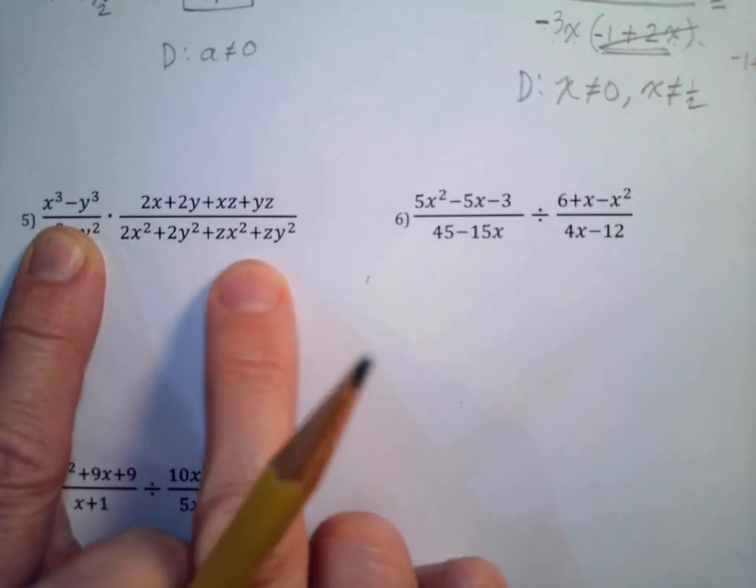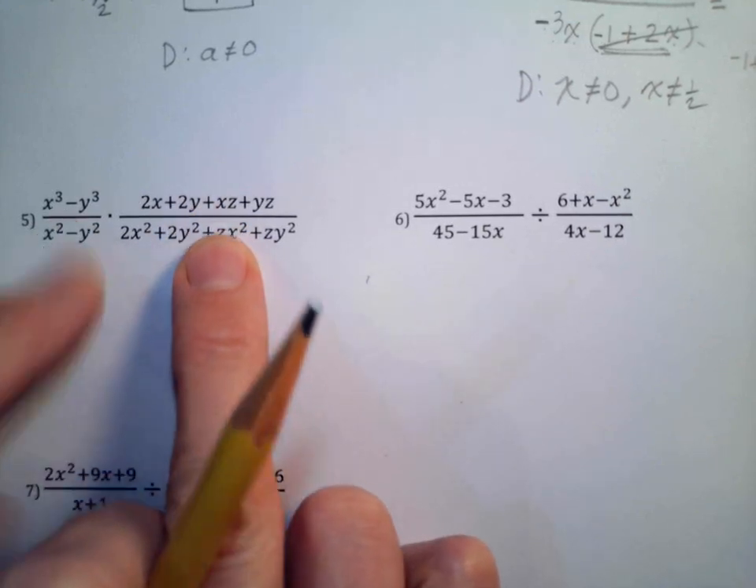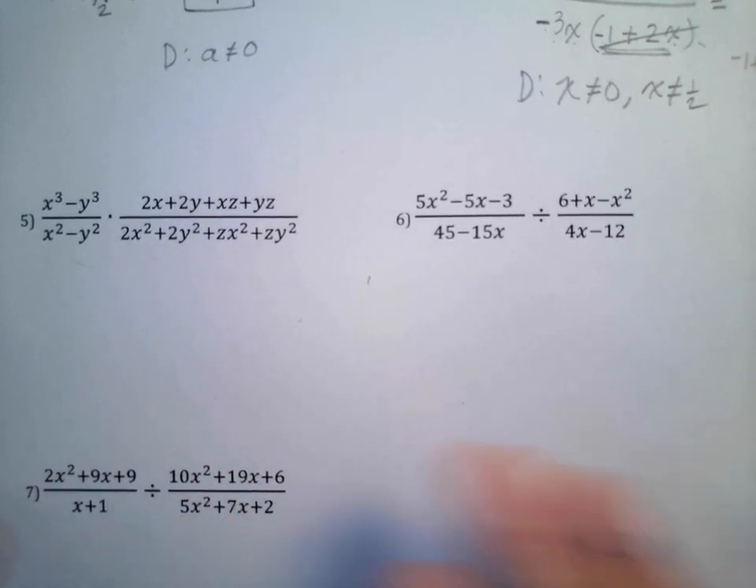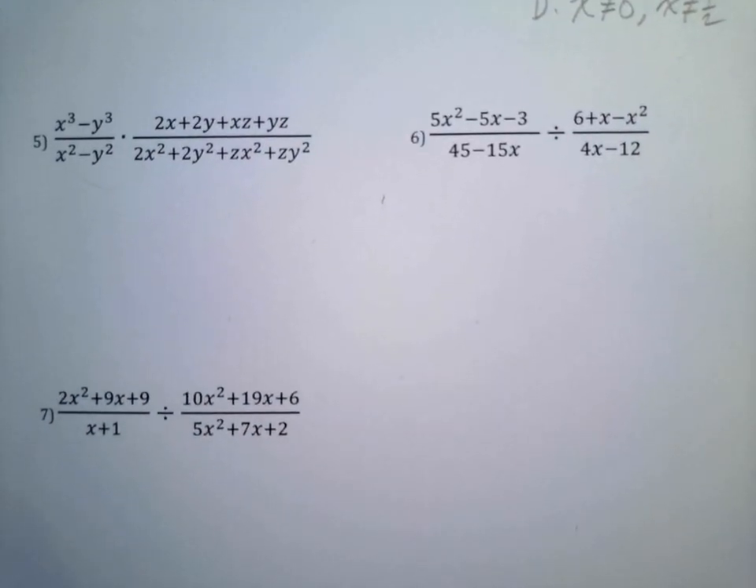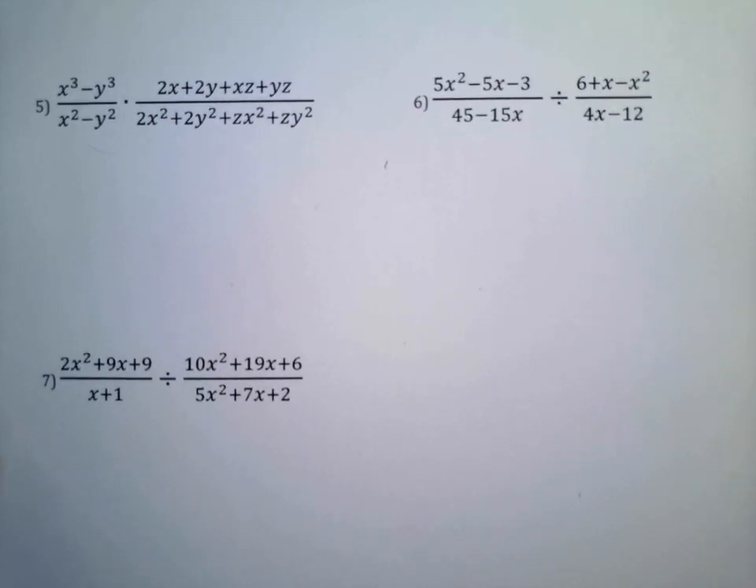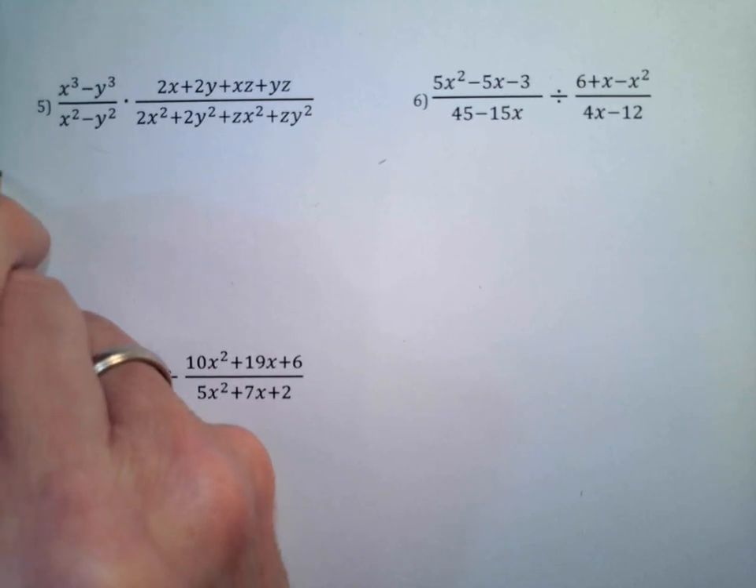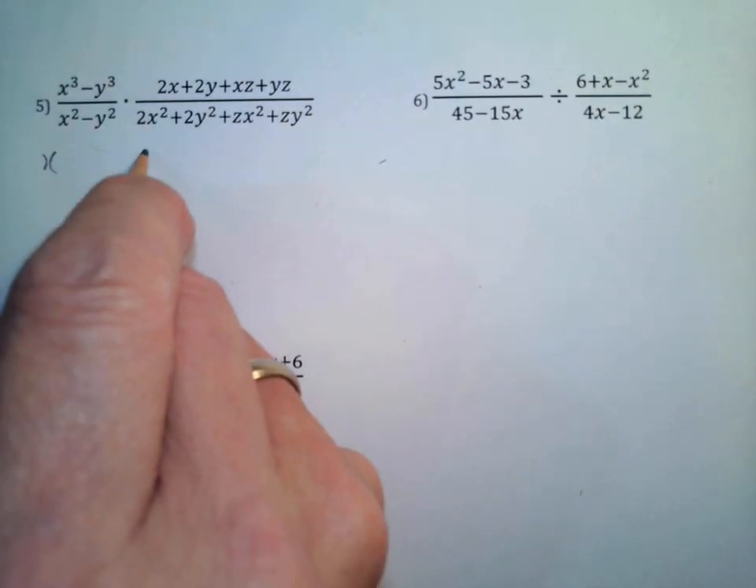And then these are 4-term polynomials. Those also look like they're going to factor, probably by grouping. All right, so let's try that. If you want, pause the video and then come back and see if you did it right. All right, so at the top, we're going to factor, that's going to be a binomial times a trinomial.